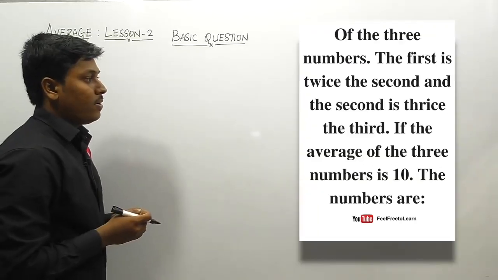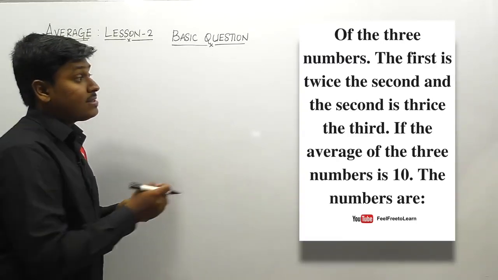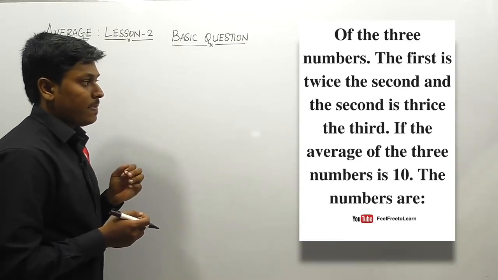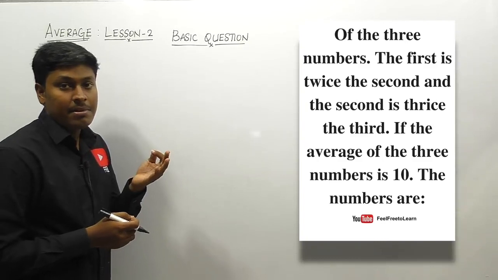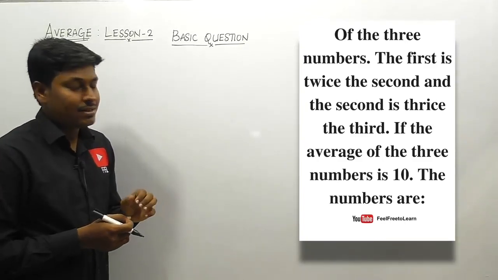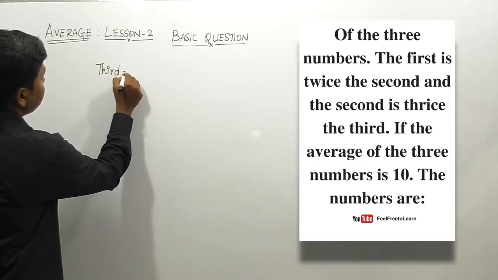Question number 7. Of the 3 numbers, the first is twice the second and second is thrice the third. So if the average of 3 numbers is 10, what are the numbers? Friends, listen here, there are totally 3 numbers and the first number will be twice the second and the second number will be thrice the third. So let me assume that the third number will be x, friends. I am just assuming that the third number is x.